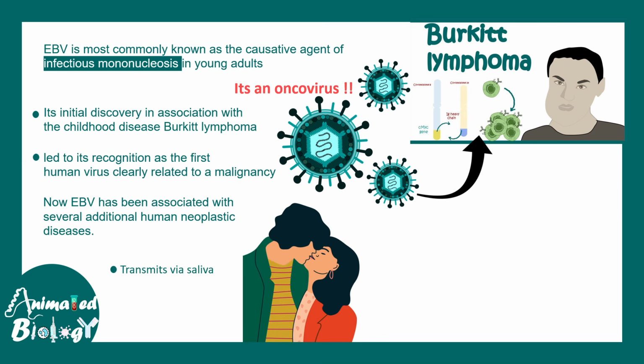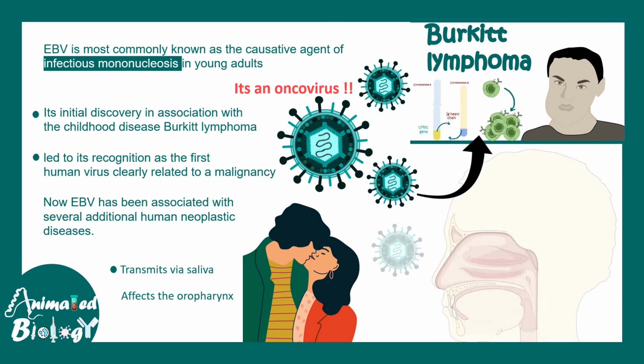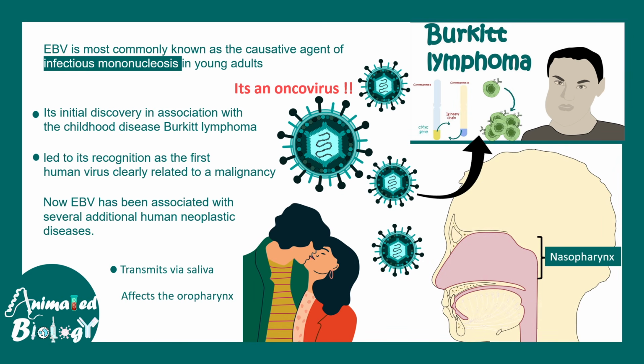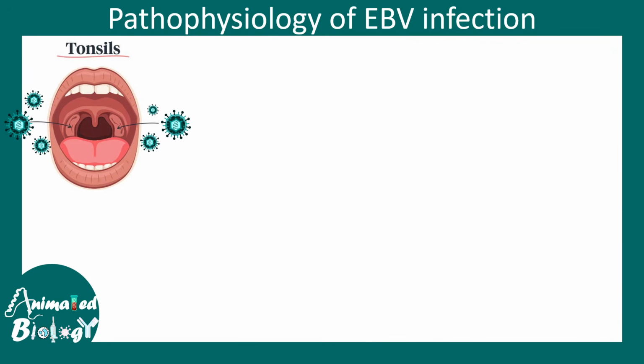Most importantly, it transmits via saliva and oropharyngeal secretions. So it affects the oropharynx, to be more specific. The virus can enter through the saliva, and here is the nasopharynx, here is the oropharynx. The oropharynx is really getting affected by this particular virus. Also, people call it the kissing disease, to emphasize that it spreads via oropharyngeal secretions. So it affects the tonsils.